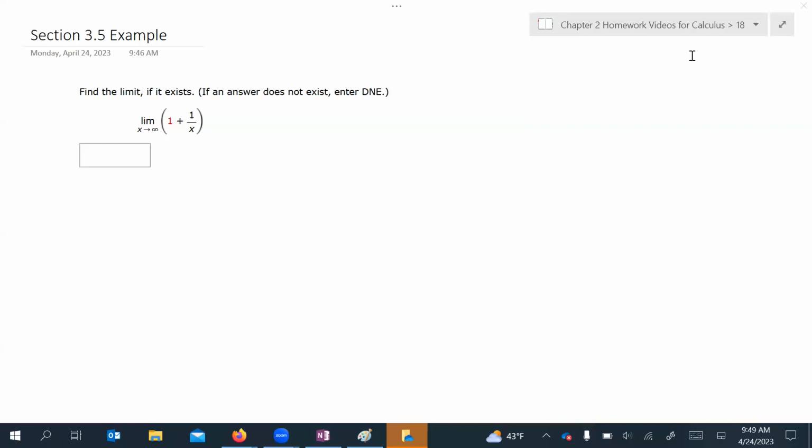This problem asks us to find the limit if it exists, and they give us a function. We're looking at x approaching infinity. On a graph, that means as x increases without bound or as x decreases without bound, is your function approaching something? If your function is approaching a value, that's equivalent to a horizontal asymptote because you're looking at y approaching something.